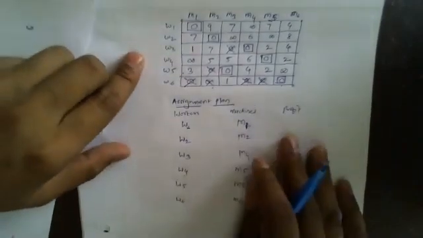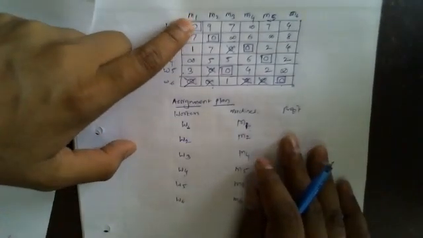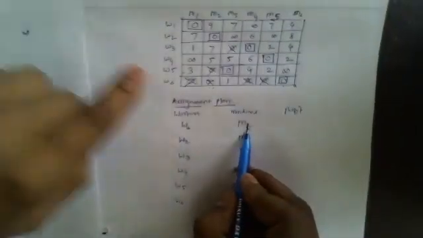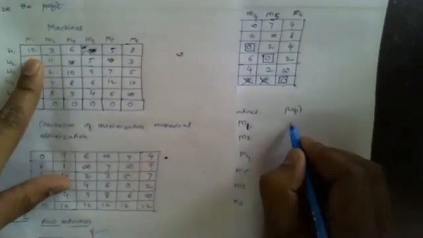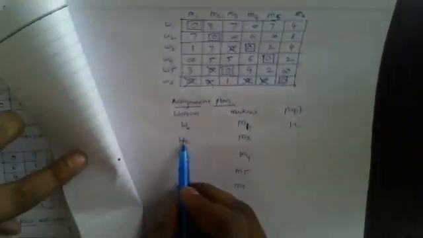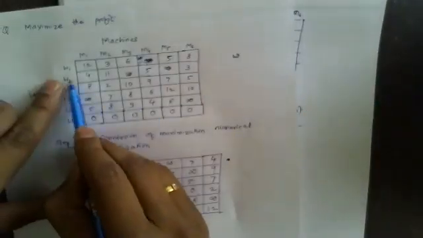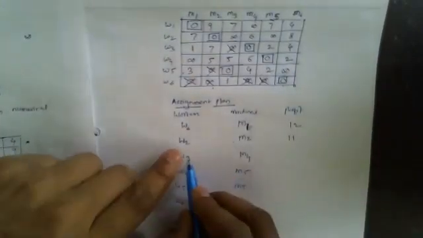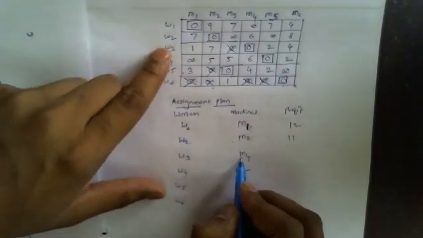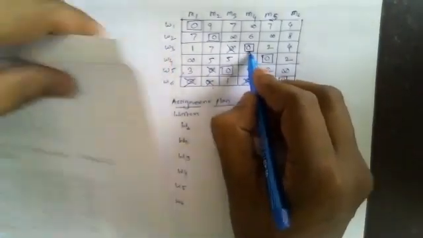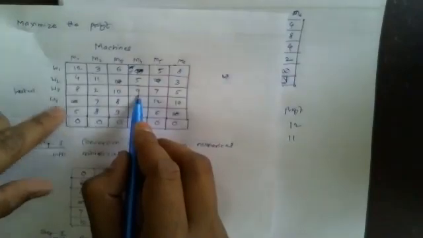Sorry, it is M1. See, W1 worker is assigned to M1 machine. That is W1 M1. Means at this location, what is the value? W1 M1. It is 12. So I will write 12. Second is W2 M2. Means at this location, what is the value? W2 M2. The value is 11. So I will write 11. Next, W3 M4. W3 M4 means at this location, what is the value? See, at this location, the value is 9. W3 M4. I will write 9.